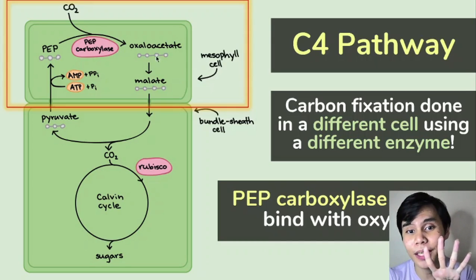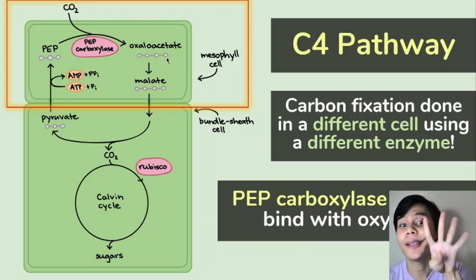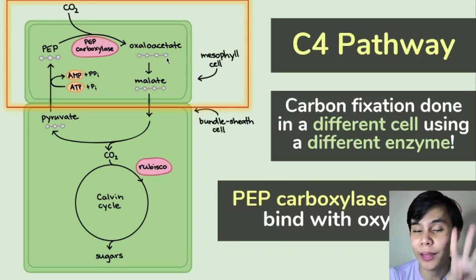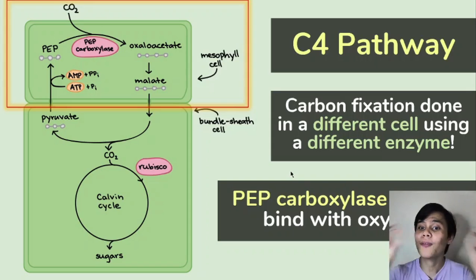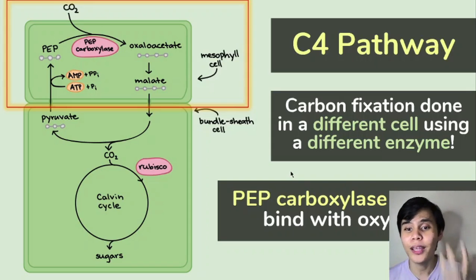You see those blue circles there? 1, 2, 3, 4. So 4 carbons. That's where it gets the C4 pathway name. And again, that's a carboxylase. It doesn't bind with oxygen. That's why instead of starting with Rubisco, we start with a different enzyme that can do the job without binding to oxygen.